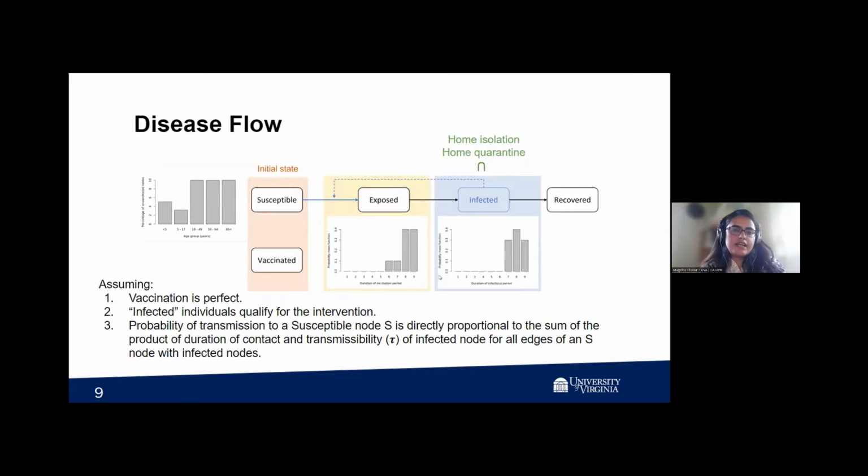And lastly, the transmission would be an artifact of the transmission rate, which is a parameter constant, then the time or frequency of contact of infected and susceptible individuals, and the duration of contact, which comes from the contact network that was built.